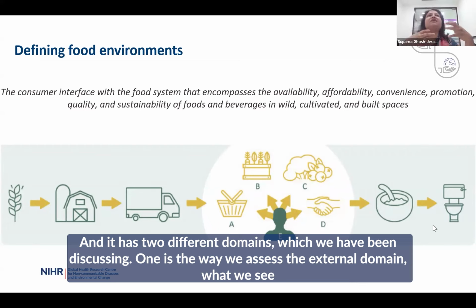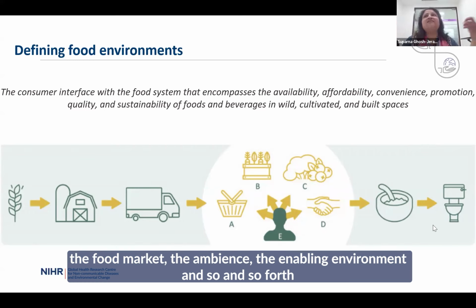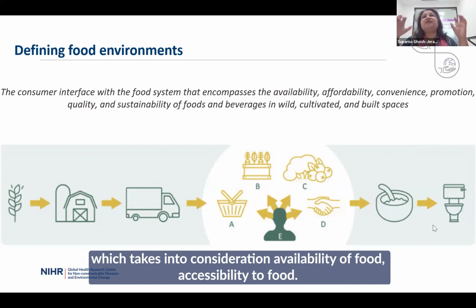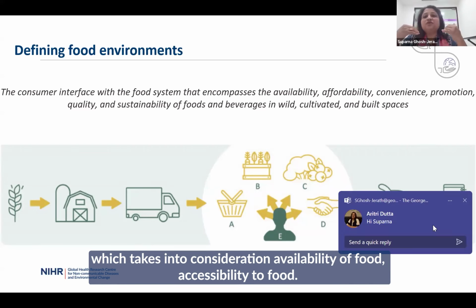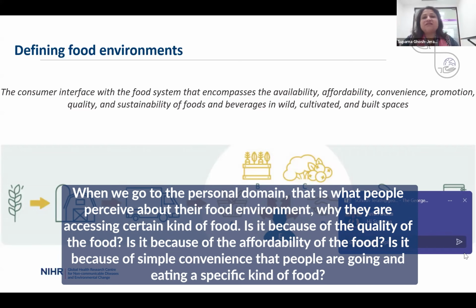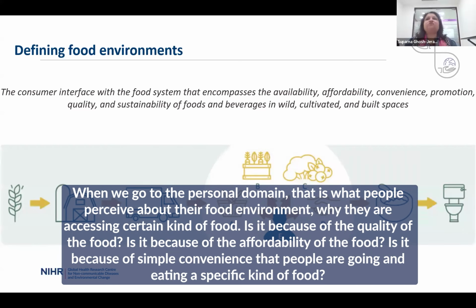One is the way we assess the external domain, what we see: the food market, the ambience, the enabling environment, and so on, which takes into consideration availability of food and accessibility to food. But when we go to the personal domain, what people perceive about their food environment, why they are accessing certain kinds of food.